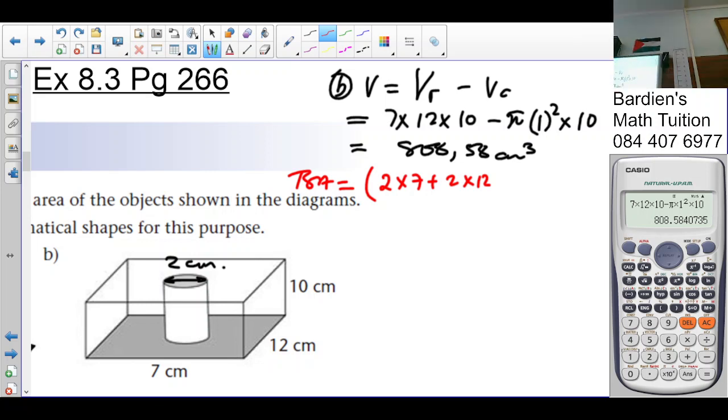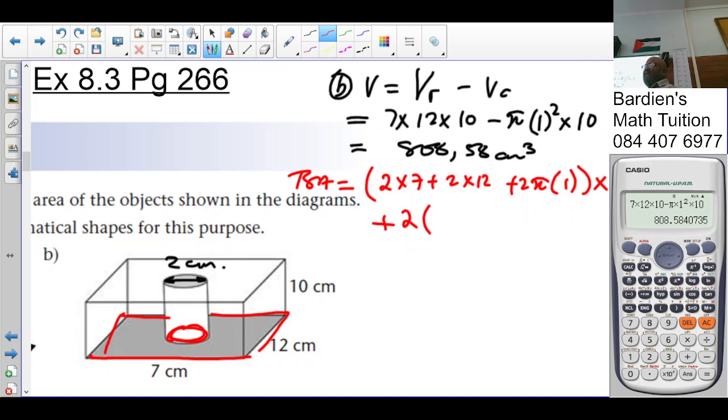Then the perimeter of the circle must be added. So what you do is you say 2 times 7, which accounted for that there, and 2 times 12, which accounted for those two, plus the circumference of the circle accounted for that there. Can you all see that? And how do you calculate the circumference of a circle? 2 pi r. Okay? And your radius is of course 1, times the depth of the object, which is 10. That's your perimeter of base times height. Plus twice area of base.